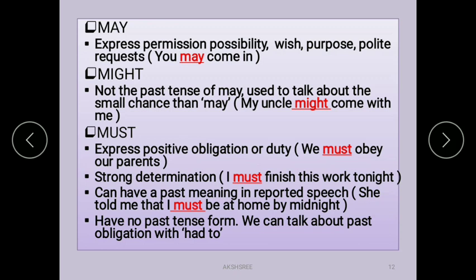Next one is might. Not the past tense of may, used to talk about a smaller chance than may. Here might is not used as a past tense of may.